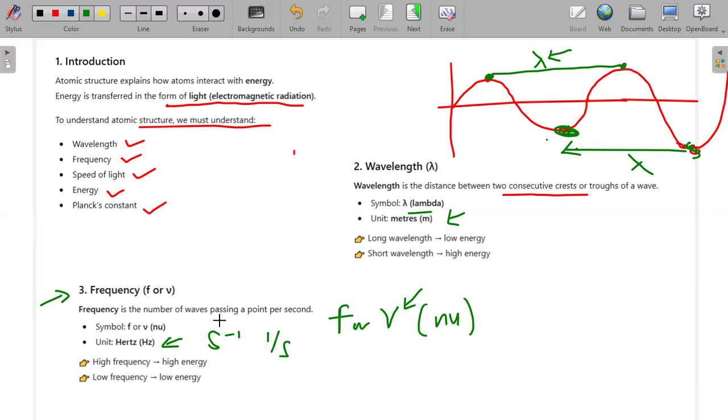Okay, so s to the power minus 1, or 1 divided by s, which we read as 1 per second, or just per second, or hertz. Those are the units for the frequency. And when you talk about the frequency, it's directly proportional to the energy. So when you have high frequency, you expect to have high energy. If you have low frequency, you expect to have low energy. And I'm going to explain why this is so very soon.